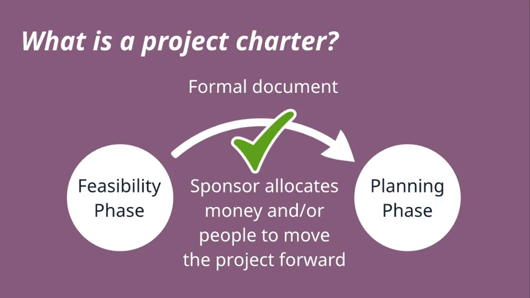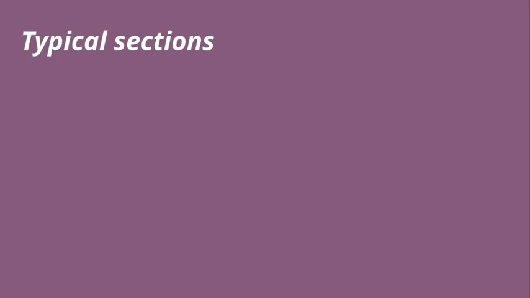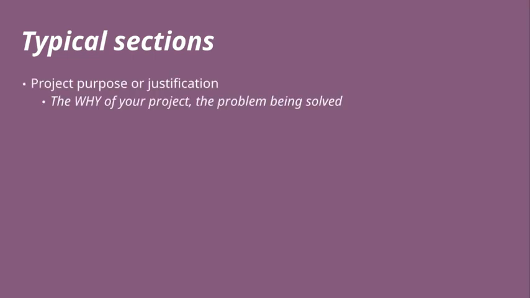According to the Project Management Body of Knowledge, PMBOK, a project charter should include a number of typical sections. Almost all of these sections we've talked about already, and then there's a few administrative sections at the end. Let's look at each typical section in turn. So the first is a project purpose or justification. This is where you establish the why of your project. What problem are you overcoming or solving?